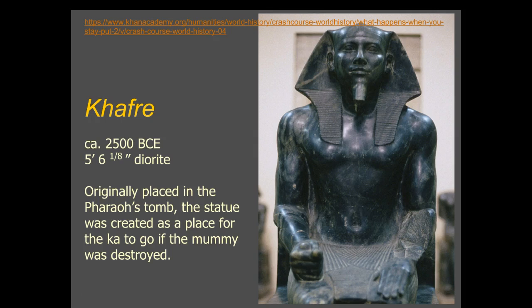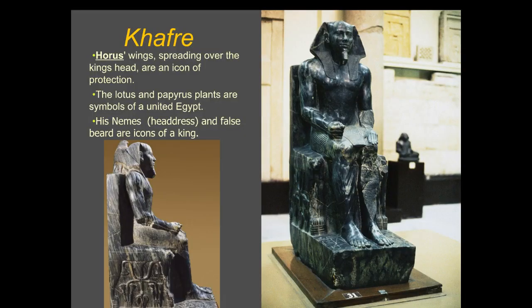If the mummy is destroyed, then the Ka goes into this, or they can bounce back and forth between the two. There's a video on the top. I highly recommend writing that down and watching it. So we're looking here at Khafre. He's got horse wings, which, if you see right here at the lower left, are enveloping him. This is Old Kingdom.